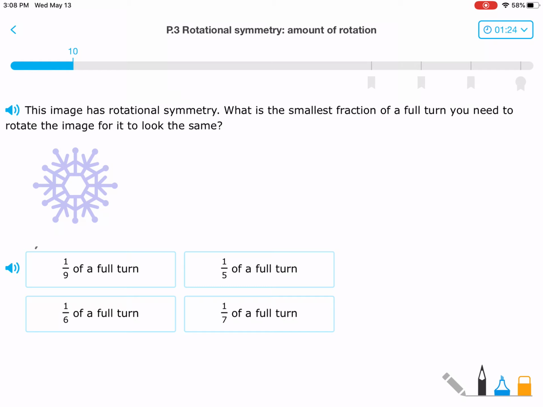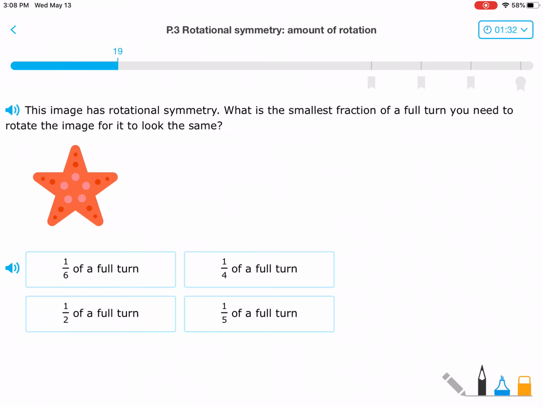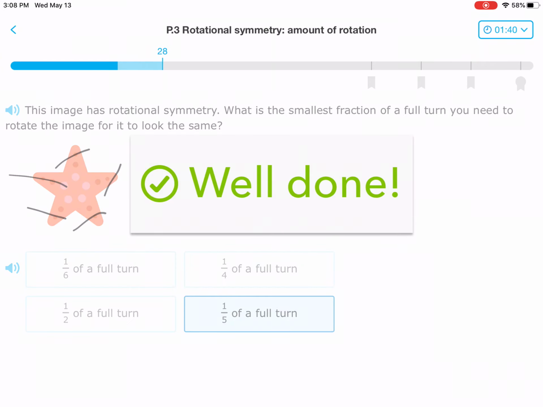I'm going to say no. I'm going to say it's going to be a 6th. Okay, so this has 1, 2, 3, 4, 5 stars, so it has to be a 5th of a turn.